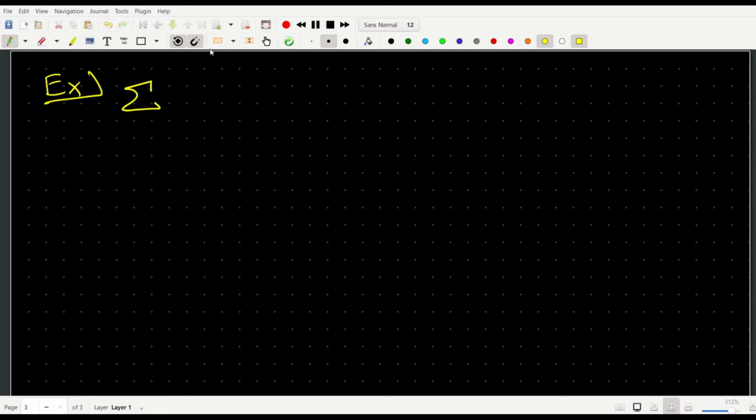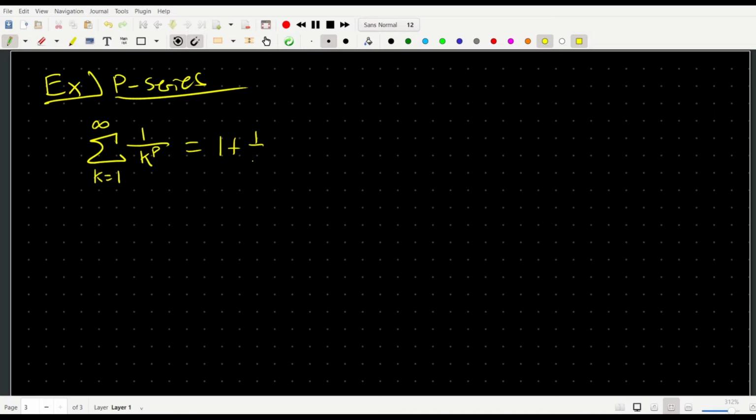So the p-series is going to be very, very important because it's a relatively simple looking series that we can use to compare to more complicated looking series. So this is why the p-series is going to be a very important series. And this is just 1 plus 1 over 2 to the p plus 1 over 3 to the p, and so on and so forth all the way to infinity. And we just proved that the harmonic series, or the p-series when p equals 1, diverges.